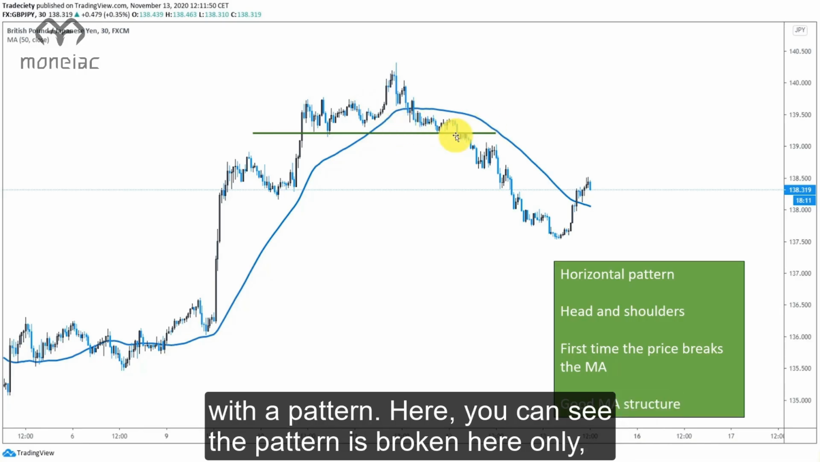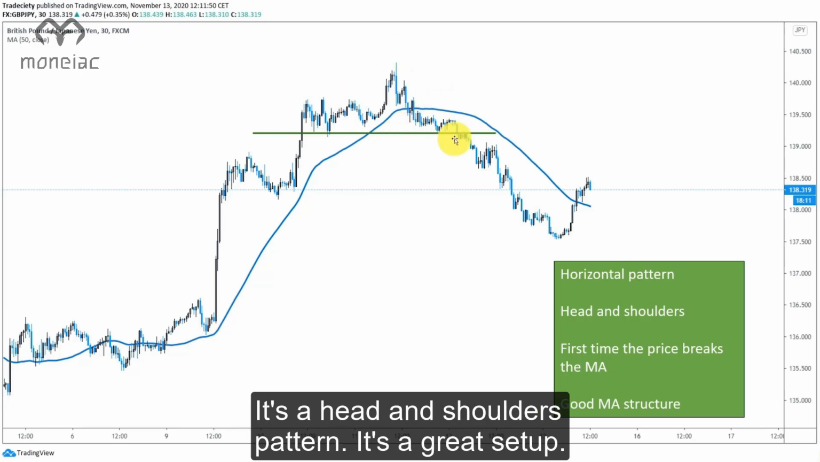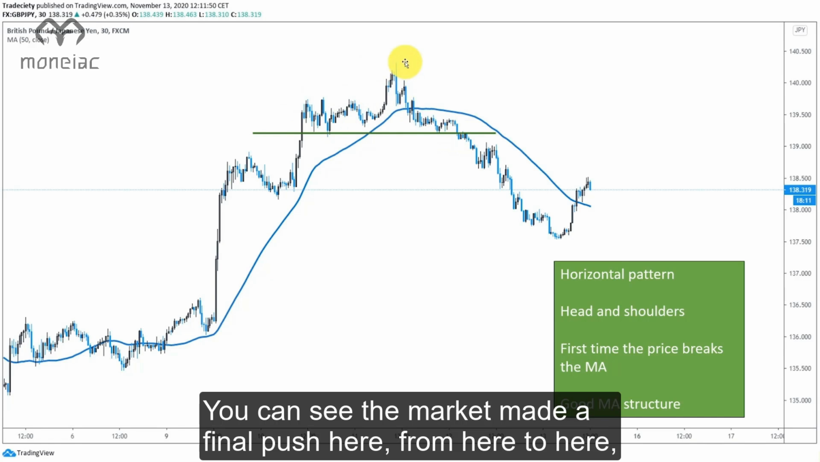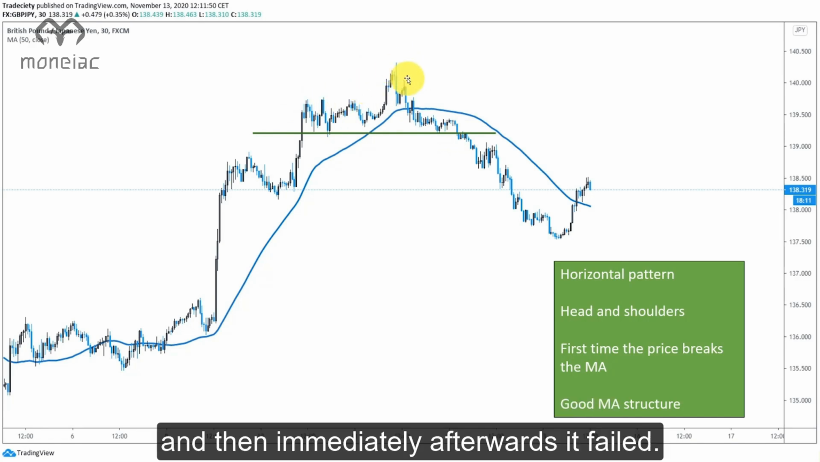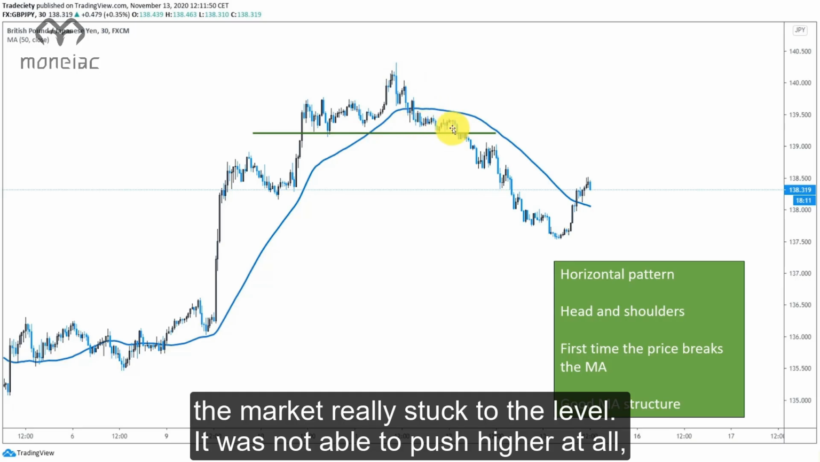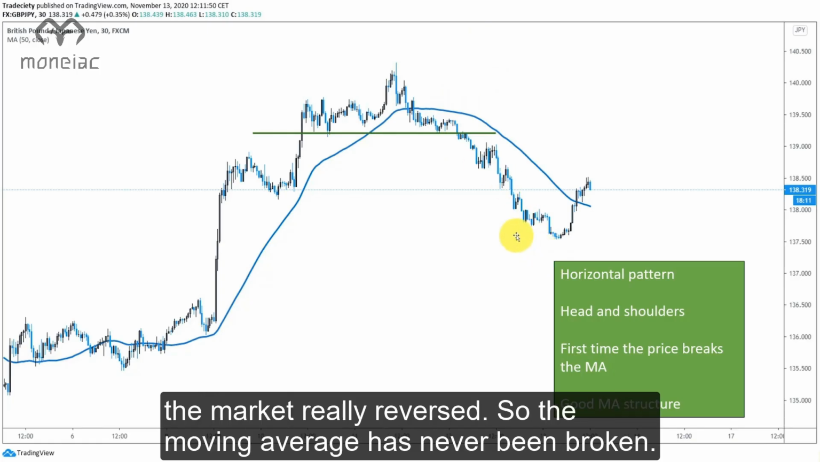Here you can see the pattern is broken here only, but the moving average has been broken here. It's a head and shoulders pattern. It's a great setup. You can see the market made a final push here from here to here, and then immediately afterwards it failed. You can see it made always lower highs. Here the market really stuck to the level. It was not able to push higher at all, which is a very bearish signal. And then the breakout happened, the market really reversed.